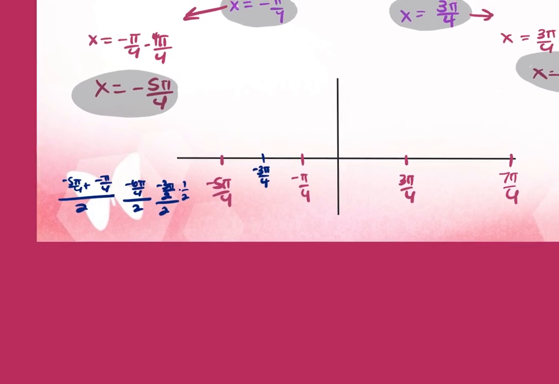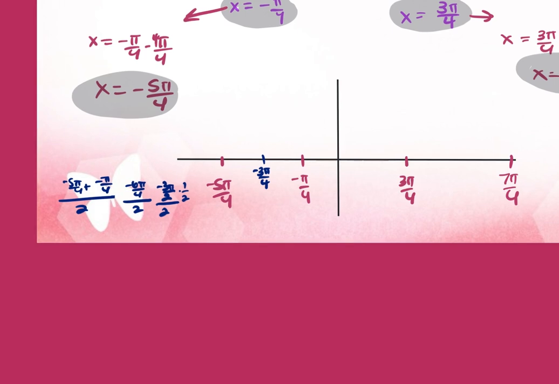Wait, could you say that again? So I did negative 5 pi over 4 plus negative pi over 4. But then at the end, I have to divide that by 2. So from there, I get negative 6 pi over 4, which is actually negative 3 pi over 2. I reduce it. Oh, you simplified. Okay. Yeah.